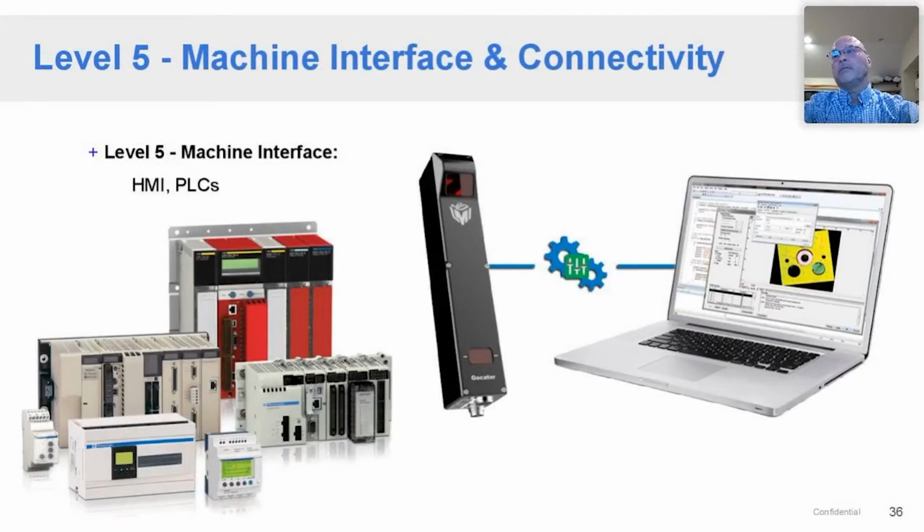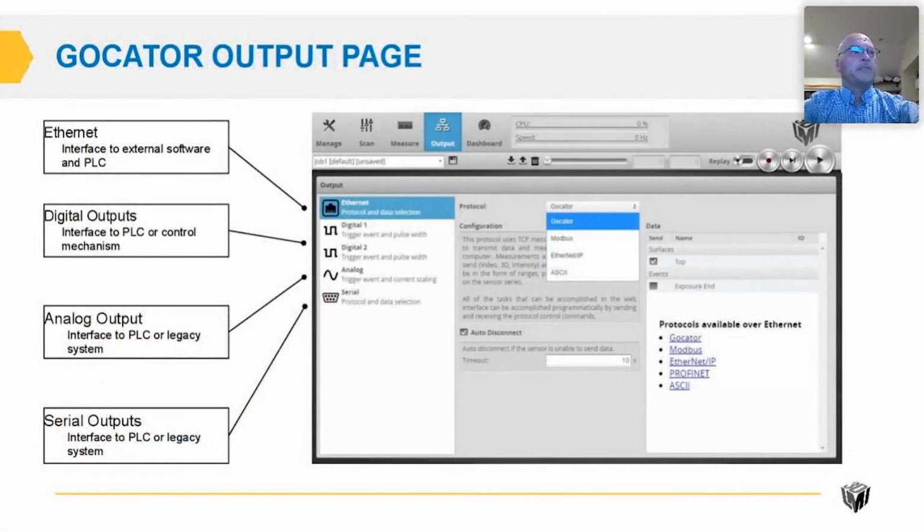Relative to connecting the device to a PLC, or multiple devices to a PLC, you can also connect them into the master if you're running multiple sensors. And again, these are available in the emulator as well. We've got a number of Ethernet IP protocols, including our own Gocator protocol, Modbus, and Ethernet IP. We also have a Profinet protocol as well, which is not available on the emulator. You actually need hardware to run Profinet.